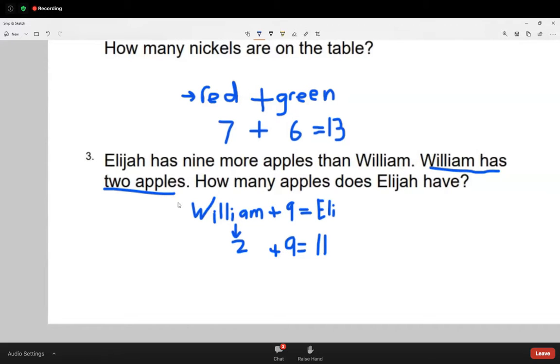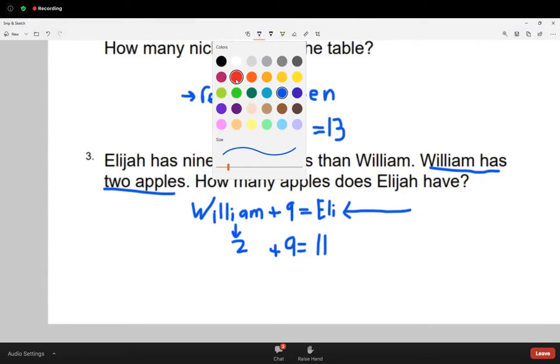And then so just remember that if you're ever stuck, you can first write the problem out with words, sort of putting it into a math problem before plugging in all of the numbers. So we knew that Elijah had 9 more than William, so it was William plus 9 equals Elijah. There's also another way that we can solve this one though. So let me put it onto a different color here.